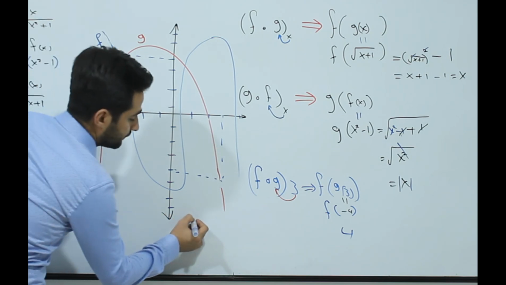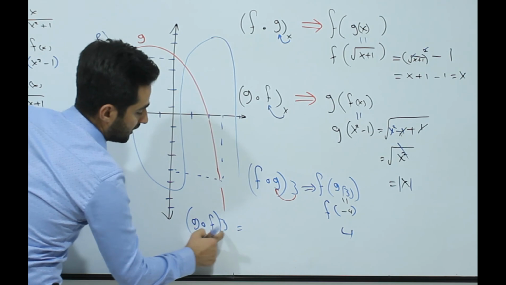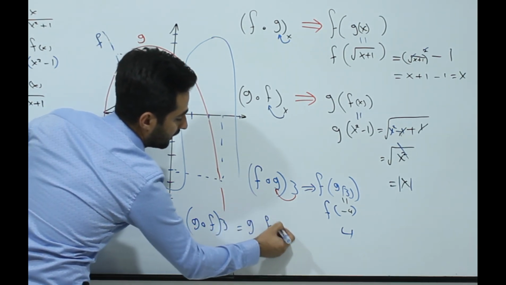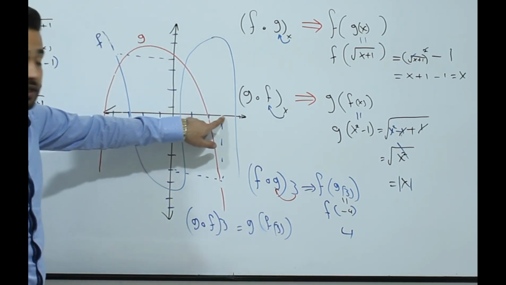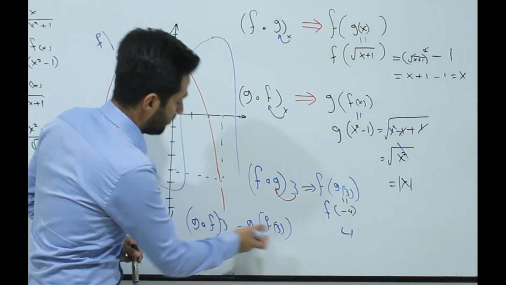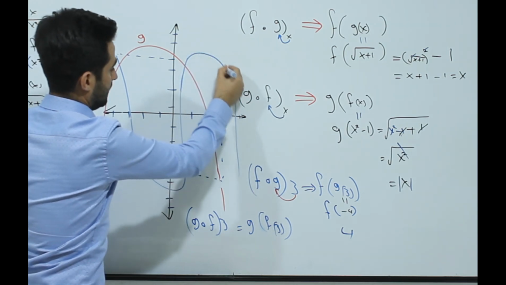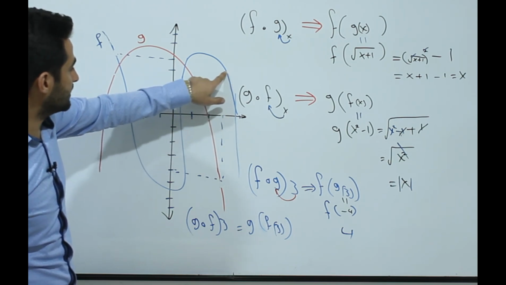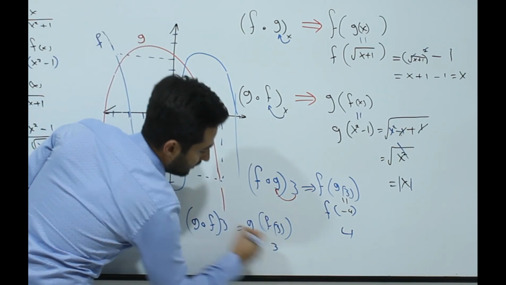Now let's check. g of f of 3 is equal to what? Give this 3 to f, g of f of 3. Okay, f of 3 is equal to what? 1, 2, 3. Let's say this goes up too much, so let's say like this. 1, 2, 3. So the answer for 3 is, let's say, plus 3.